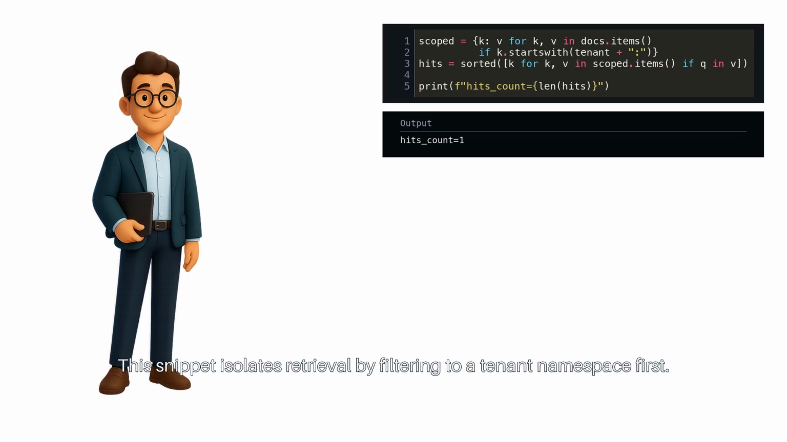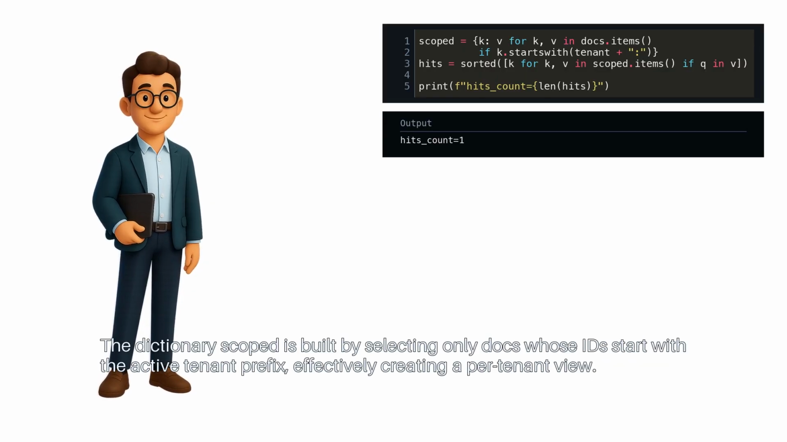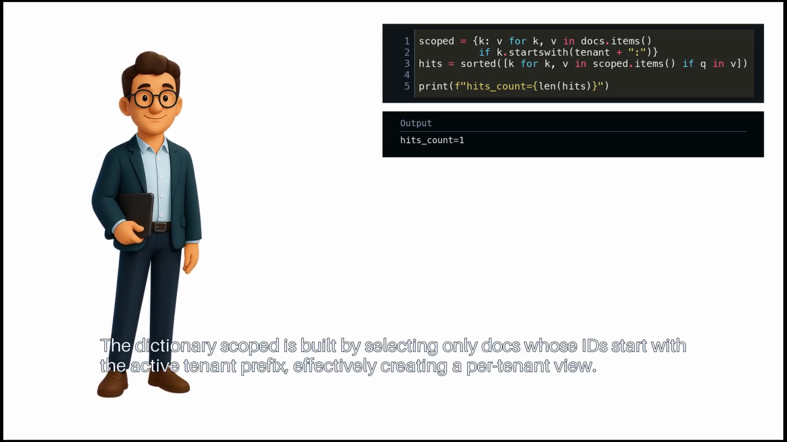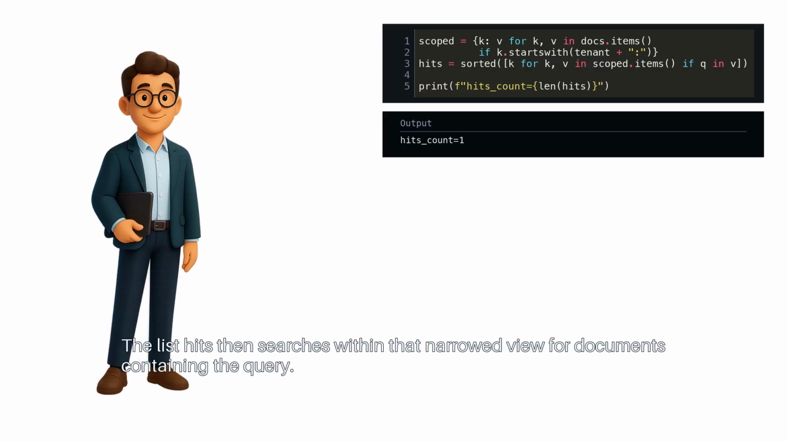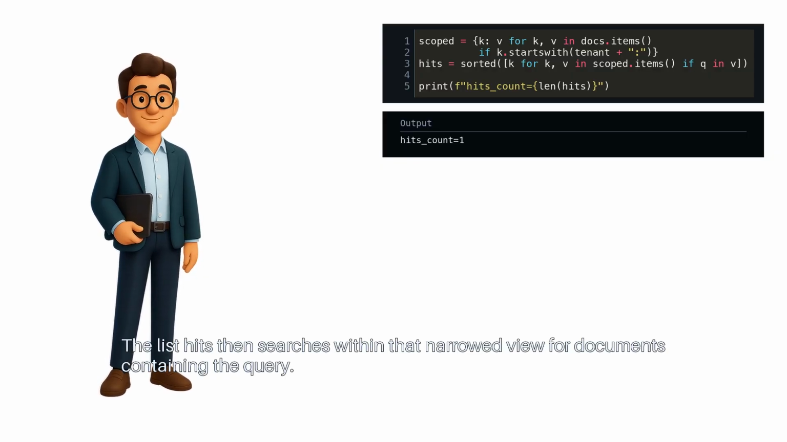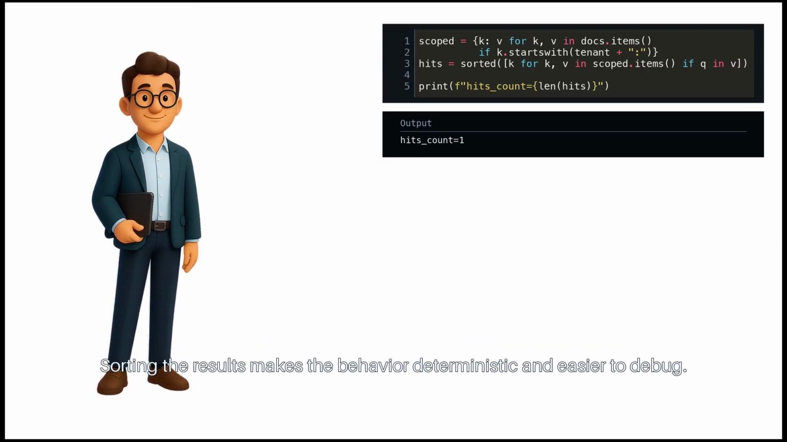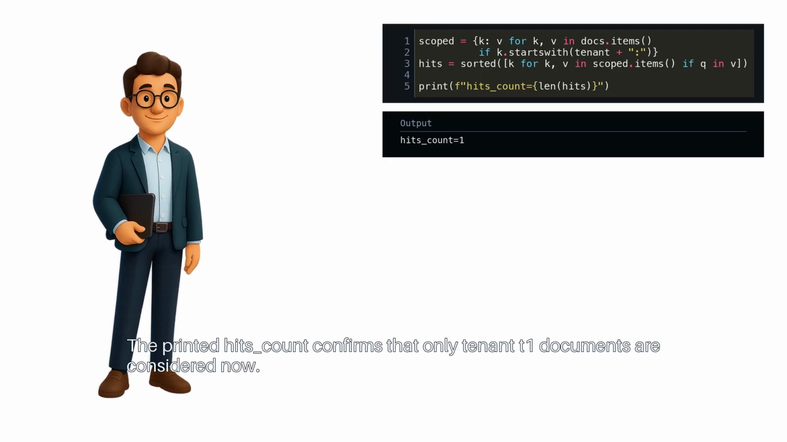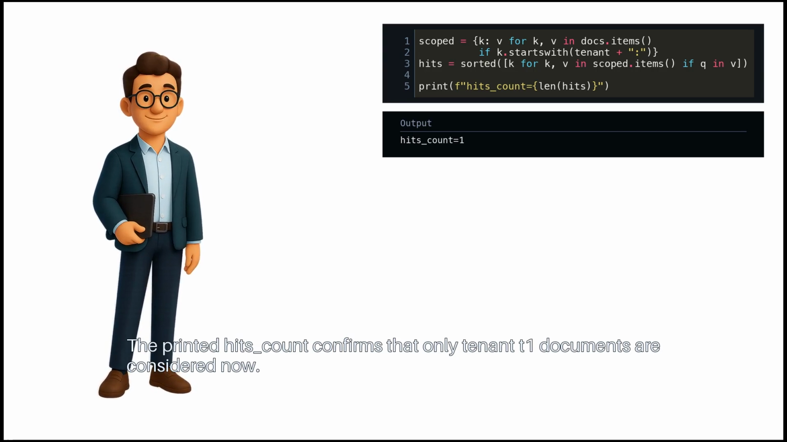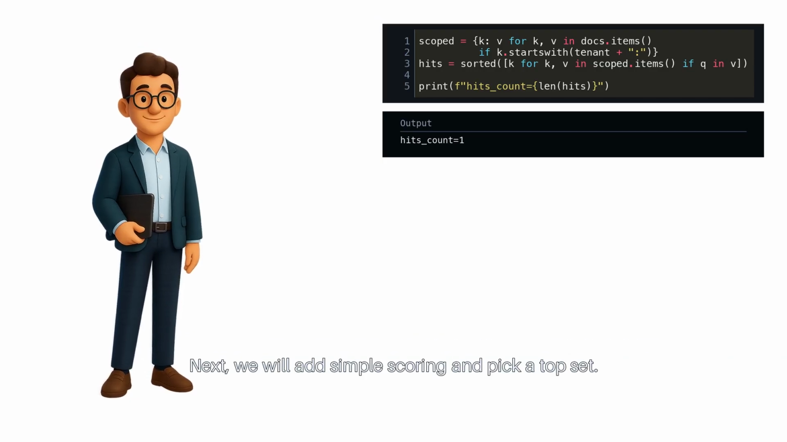This snippet isolates retrieval by filtering to a tenant namespace first. The dictionary scoped is built by selecting only docs whose IDs start with the active tenant prefix, effectively creating a per-tenant view. The list hits then searches within that narrowed view for documents containing the query. Sorting the results makes the behavior deterministic and easier to debug. The printed hits count confirms that only tenant T1 documents are considered now. Next, we will add simple scoring and pick a top set.